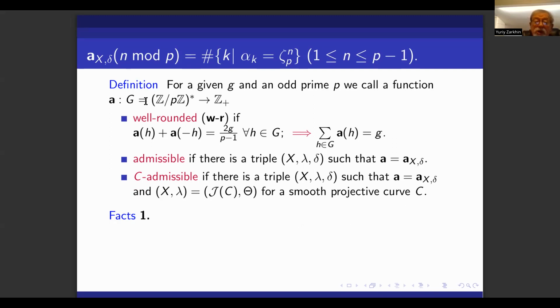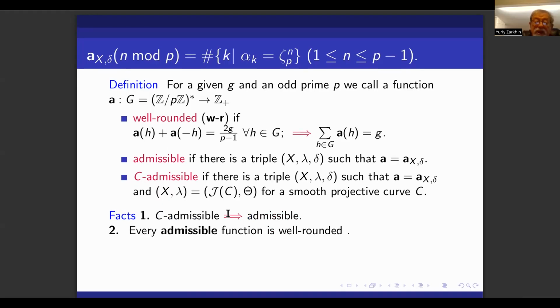So we are looking for three classes of functions: well-rounded, admissible, and C-admissible. All are non-negative integer valued functions on our group G. Now let me list some facts. Certainly, C-admissible functions are admissible. Second, every admissible function is actually well-rounded. It requires some effort to check it, but it's known.